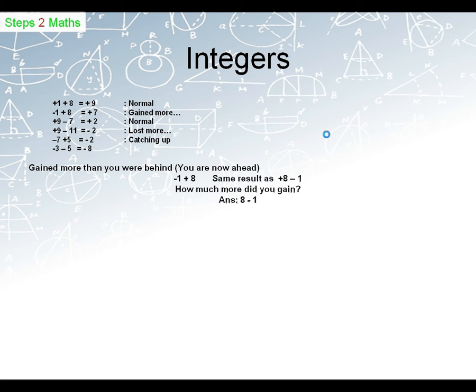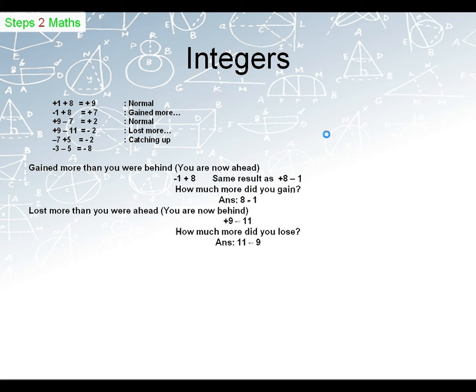Okay, so you were behind by 1 and you gained 8 points. So you've gained more than you had lost. You had lost 1 point to go 1 point behind, and then you gained 8 points. So it's exactly the same as if you had 8 points and then lost 1. So if you had 8 points and then lost 1, you've gained more than you lost. You have 7 points, which is where the +7 comes up in the top example.